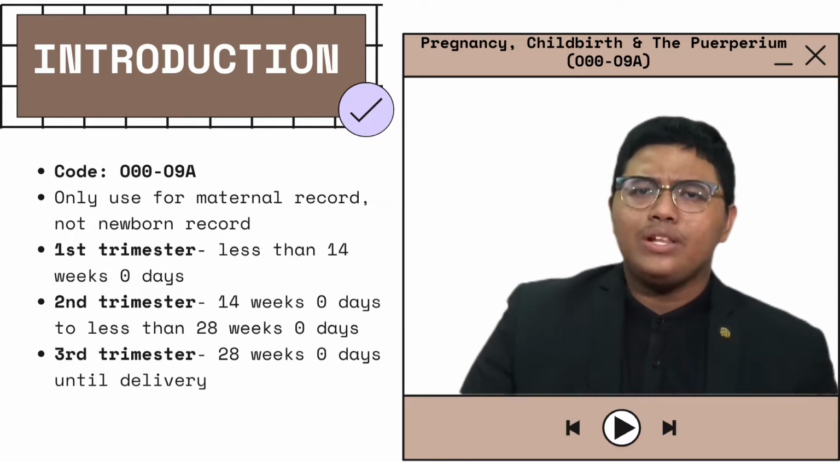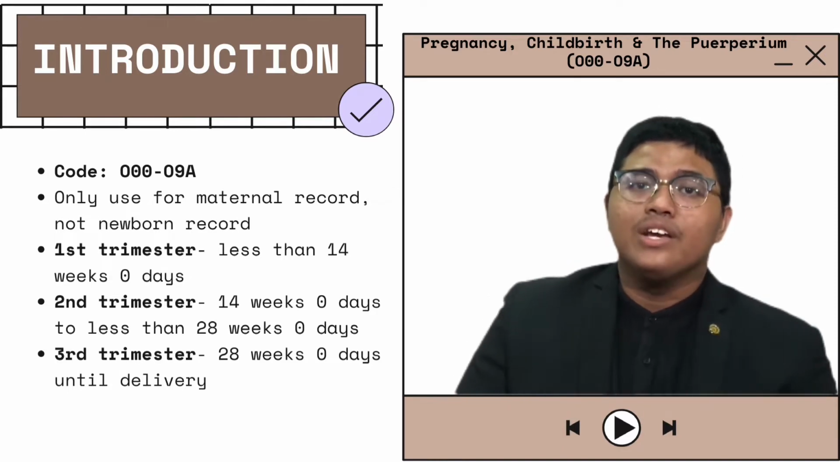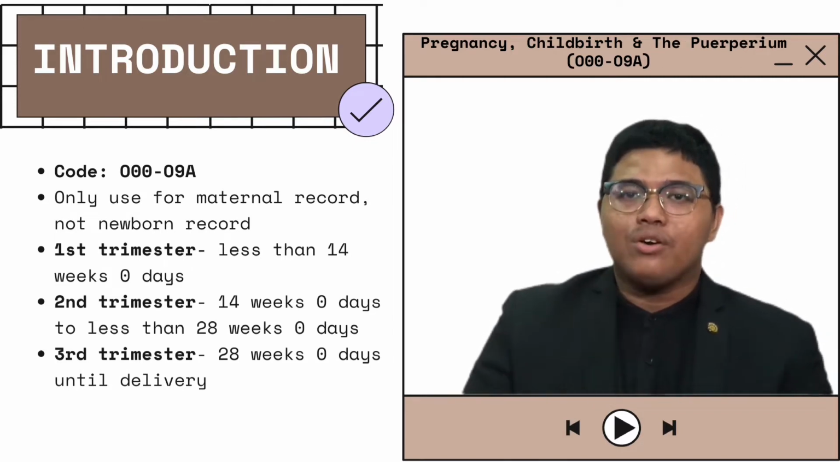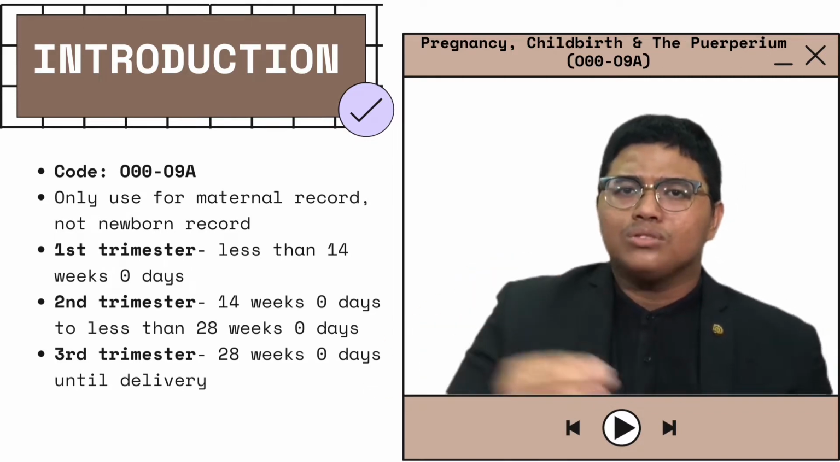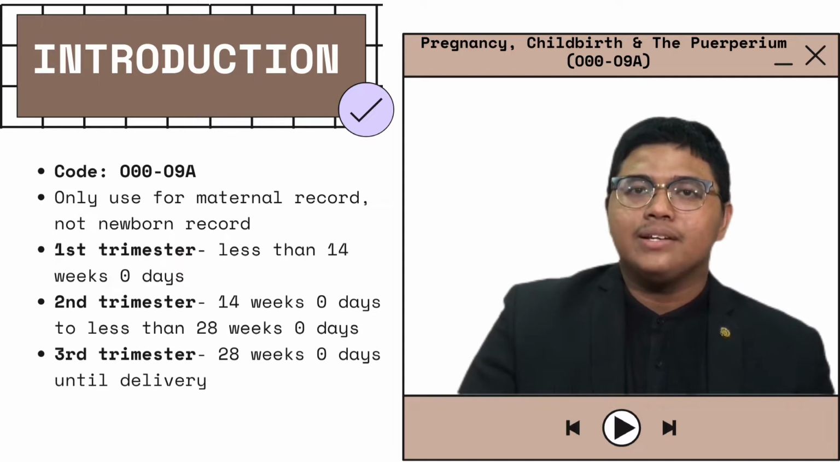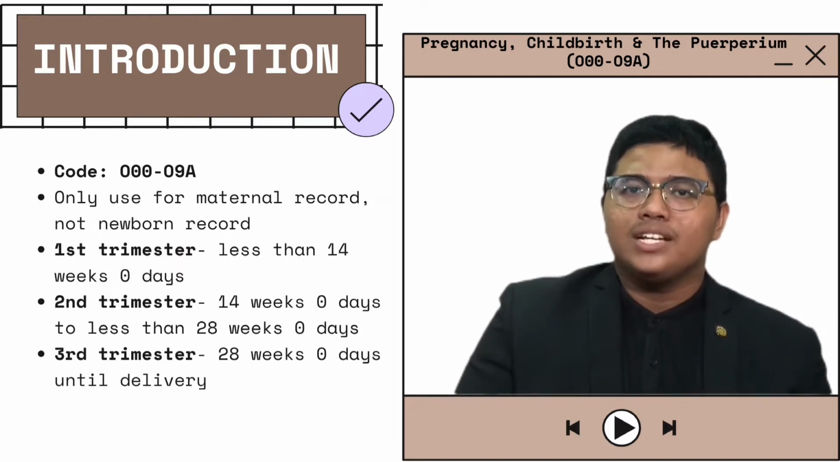Today our group will explain the chapter on pregnancy, childbirth and puerperium. For this chapter, we will use codes from O00 to O9A. Codes from this chapter are only used on the maternal record, not on the newborn record. We use them for conditions related to or aggravated by pregnancy, childbirth or puerperium, which are maternal or obstetric causes.